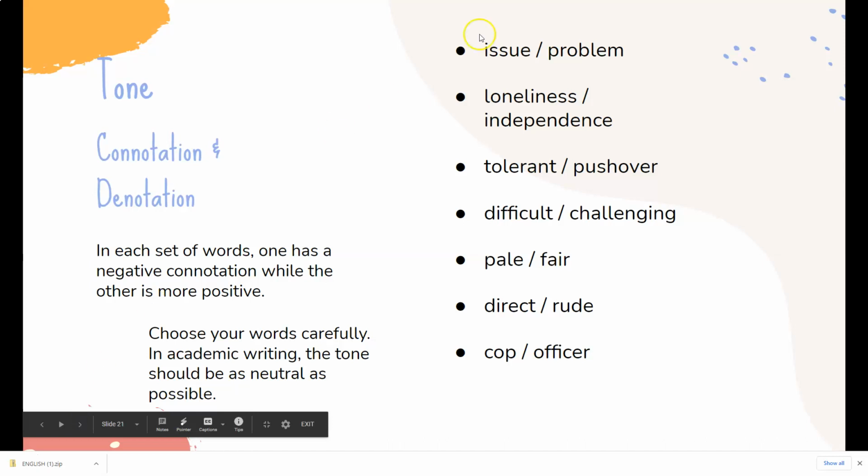As an example, I have sets of words over to the right of the screen. And in each set of words, one has a negative connotation while the other is more positive. So when you are writing, you want to choose your words carefully because individual words actually can convey emotions and can show your personal biases or opinions. So again, choose your words carefully, and in an academic setting, the tone should be as neutral as possible.